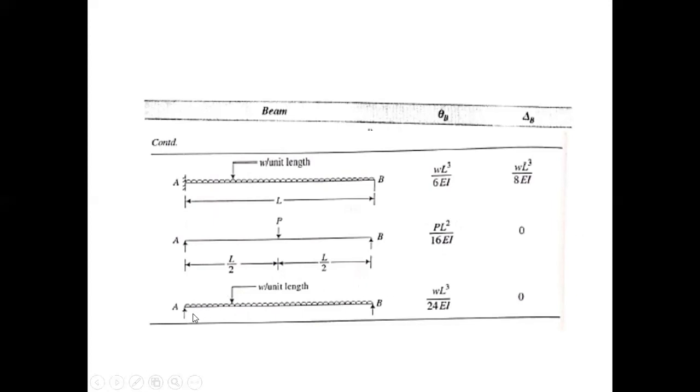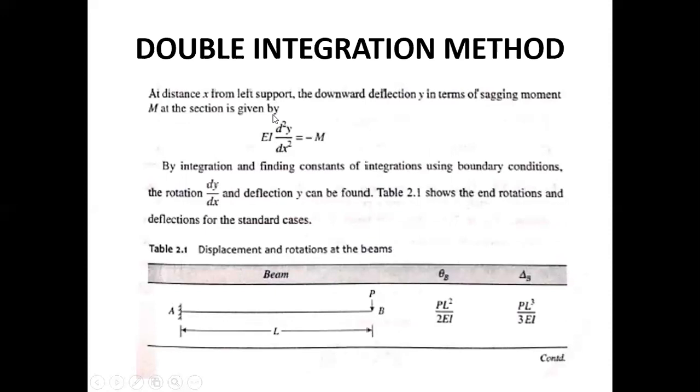Now, in this case, again, this is a simply supported beam. It is carrying a UDL of w per unit length on the whole span. For this case, the slope at the end B, also at A, because it is a symmetrical beam, will be wL cube upon 24EI. Again, due to the vertical support, the deflection at the end will be 0. So this is how, by using simply this equation, we can find out the deflection.